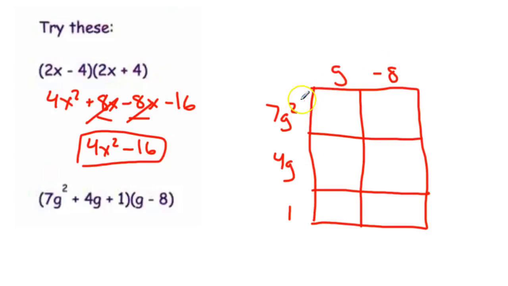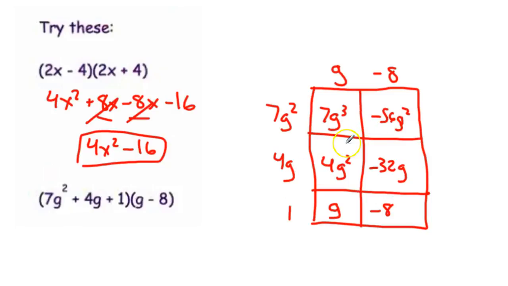So now I need to fill in every square. 7g squared times g, that becomes 7g cubed. 4g times g is 4g squared. g times 1 is g. 7g squared times negative 8, negative 56g squared. 4g times negative 8, negative 32g. 1 times negative 8, negative 8.